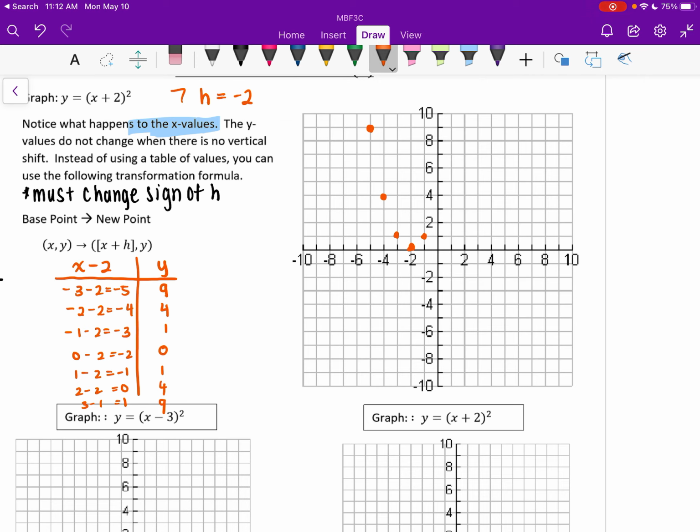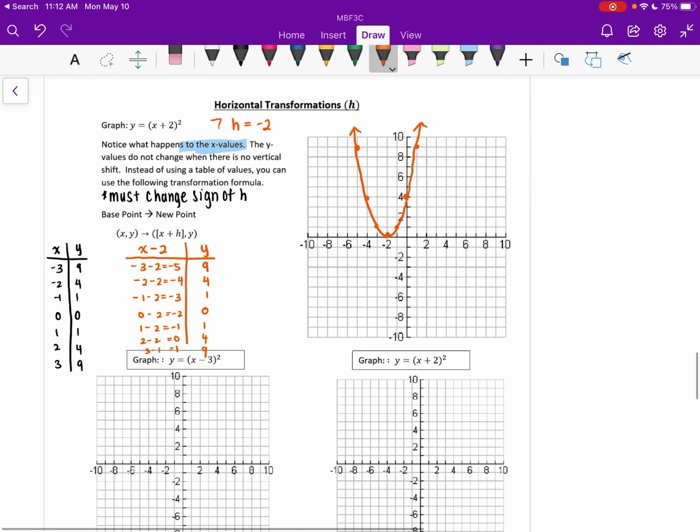Right, and then we have 0, which goes up to 4. And we have 1, which goes up to 9. Right, so I'm just going to draw in my little parabola. There you go. And that's what my parabola is going to look like.